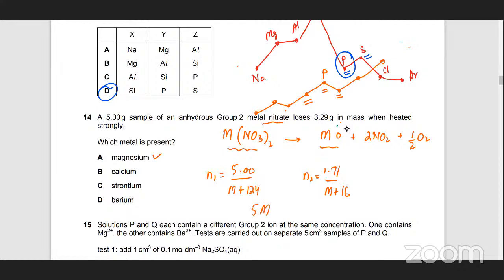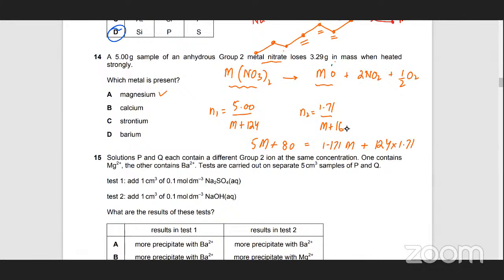So it's going to be 5M plus 16 into 5, I think, is 80. The other one is 1.71M plus 124 multiplied by 1.71, and you can make M the subject of the equation. So it's going to be 42.9, 42, calcium. It should come out to exactly 42 actually. One second. It's going to be 124 times 1.71 minus 80, and divide the whole thing by 5 minus 1.71.